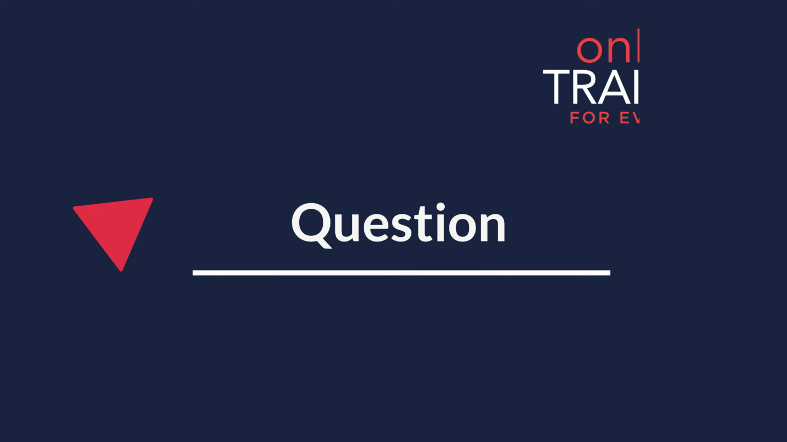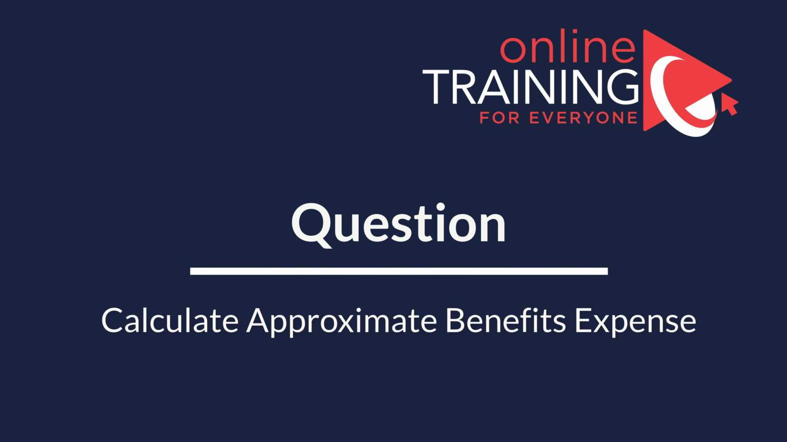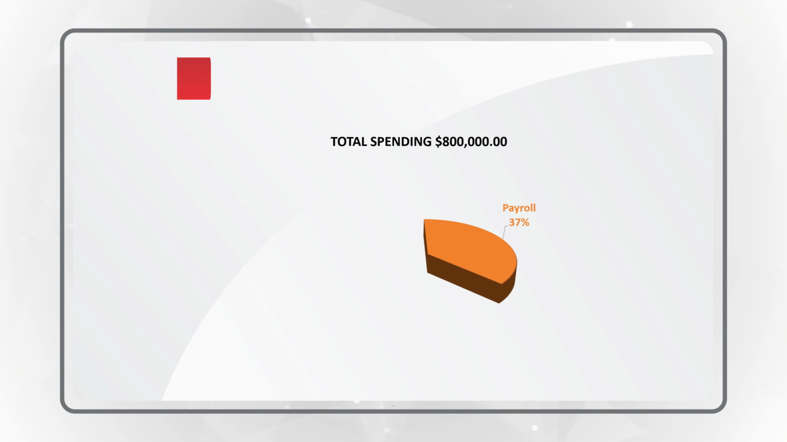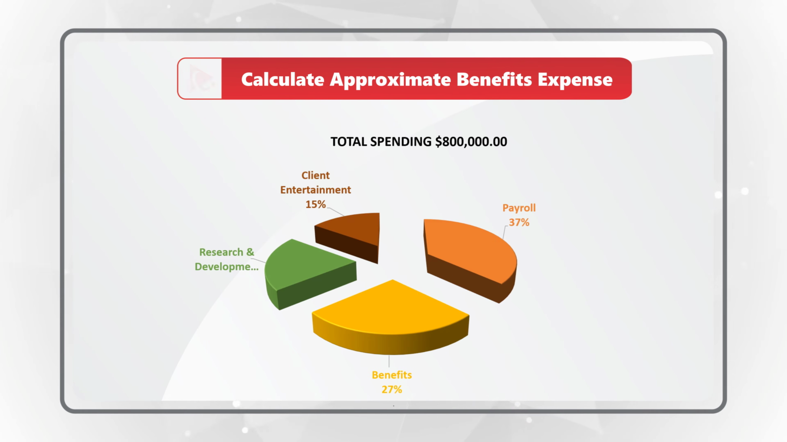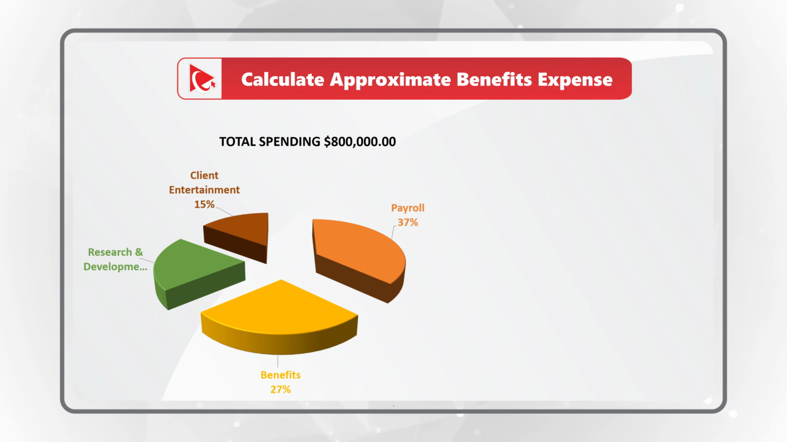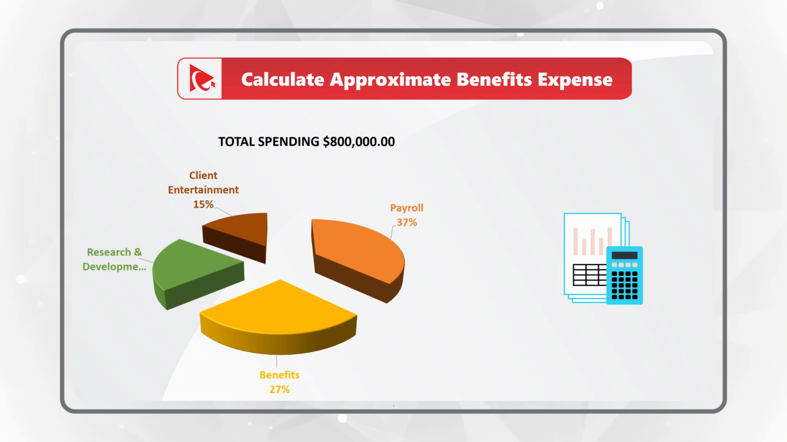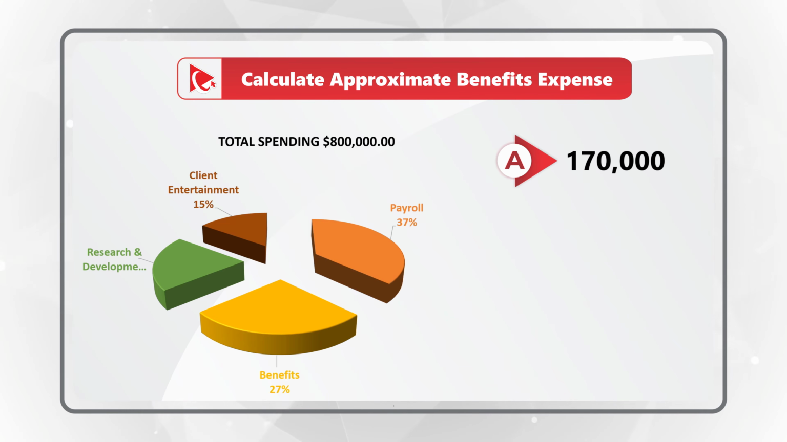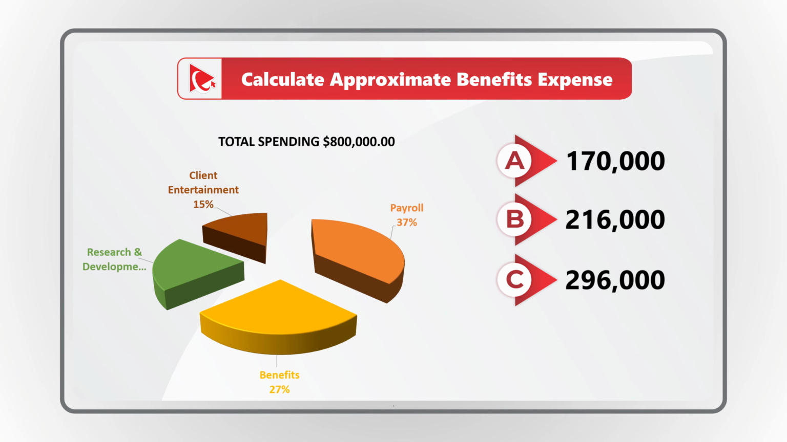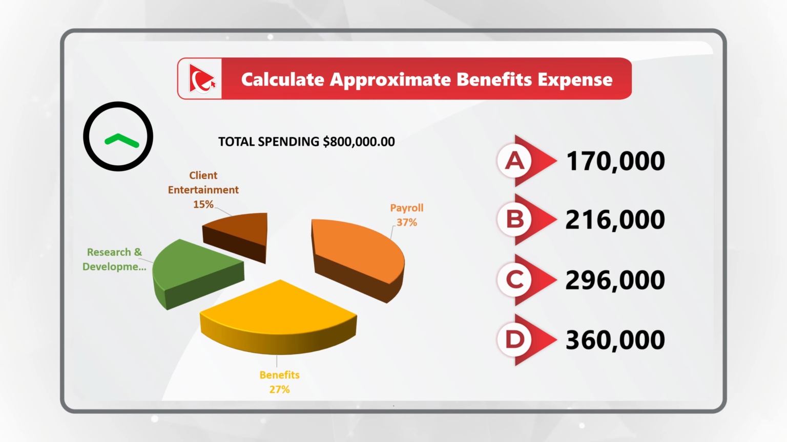And now, here's the question for you to try. You're presented with total company spending, which is equal to $800,000, and you need to calculate an approximate benefits expense. In addition to benefits on the chart, you also see payroll, research and development, as well as client entertainment amounts. You are presented with 4 different choices for which you need to do mental calculations. Choice A, $170,000. Choice B, $216,000. Choice C, $296,000. And choice D, $360,000. Do you see the answer? Please pause this video, do mental calculations, and post your answer in comments so I can give you my feedback. Thanks for participating and good luck.